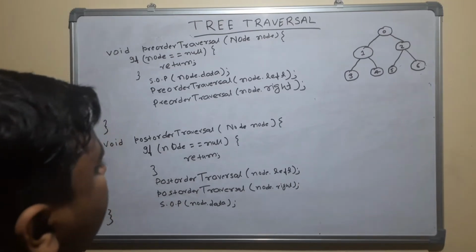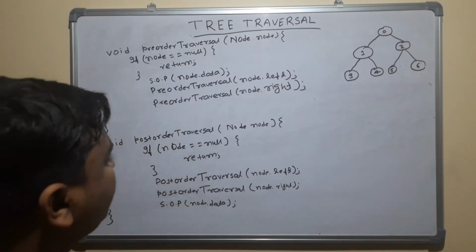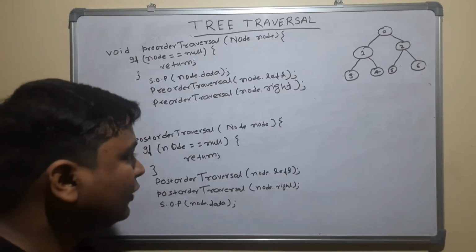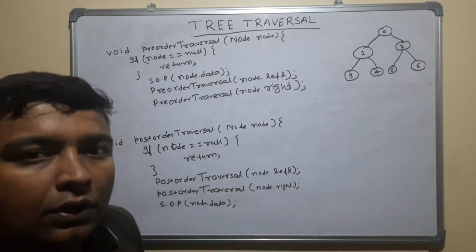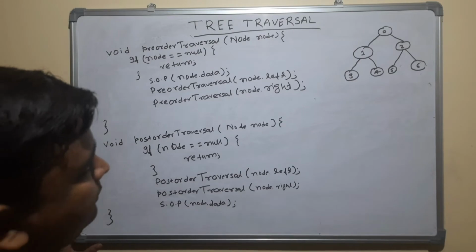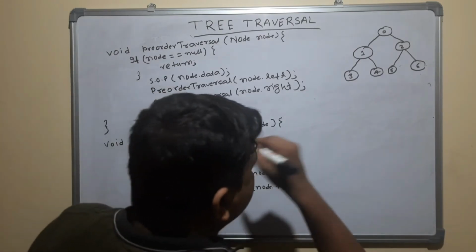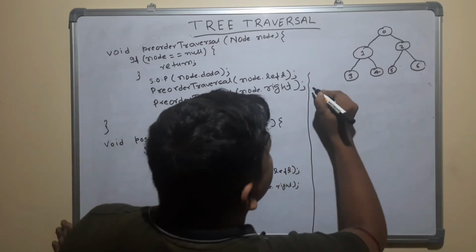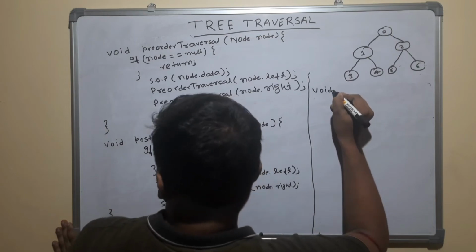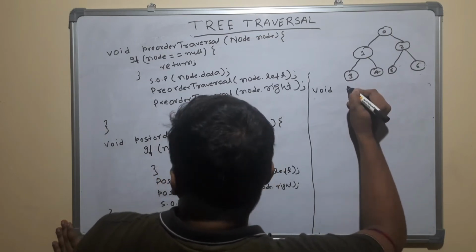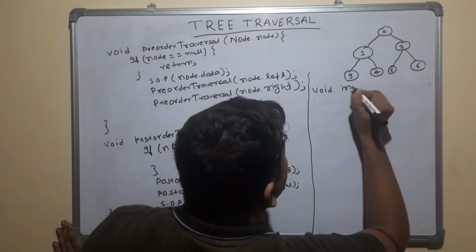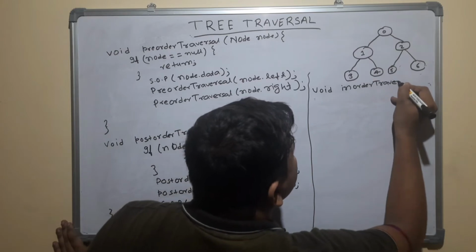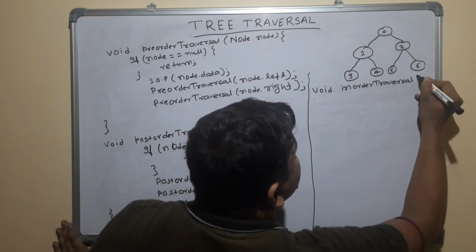So what happened here, I have written one function, and it takes the root node as an argument, and it will process all the nodes of a tree. Right here is post order, now I will write here in order. In order traversal.